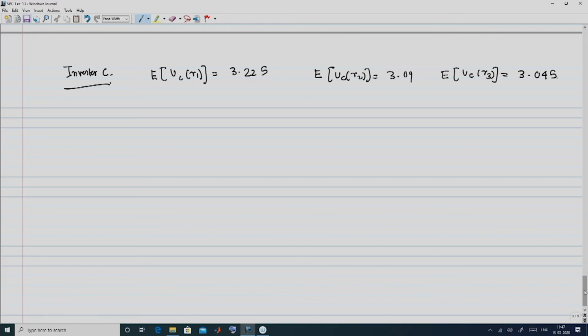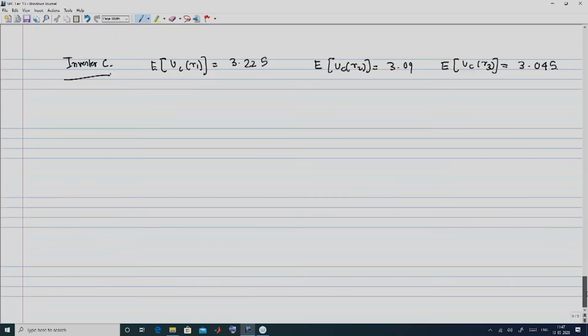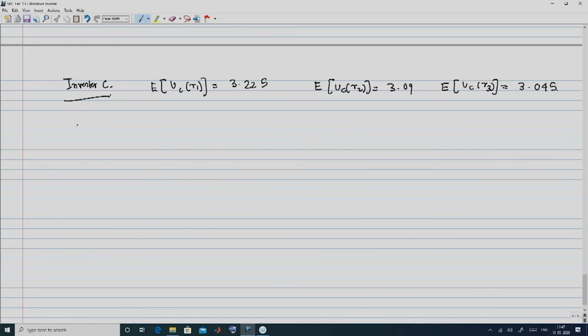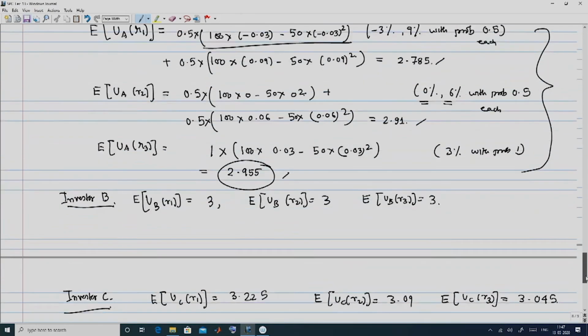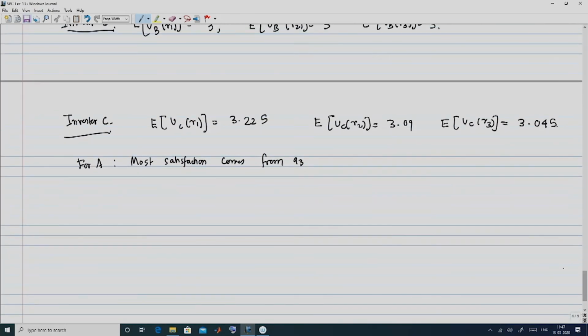Okay, so now that we have the numbers in place, we are in a position to make an interpretation of this. For A, you see most satisfaction comes from asset A3. If you observe carefully here, asset 1's expected utility, asset 2's expected utility, and asset 3's expected utility, you see that the highest is in case of the third asset. So, for investor A, most satisfaction will come from A3.